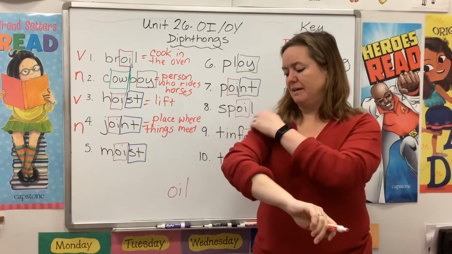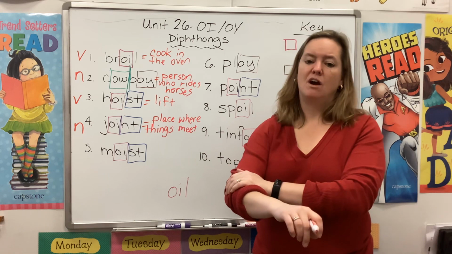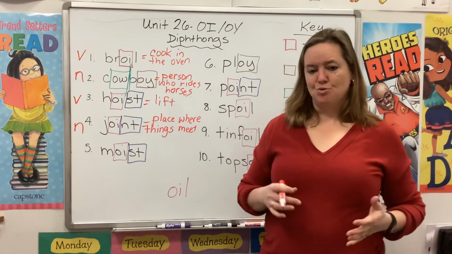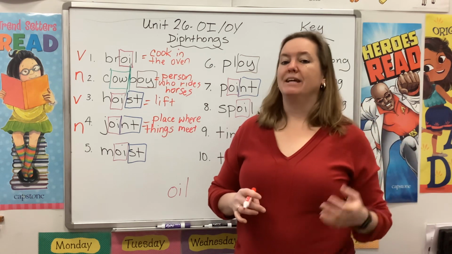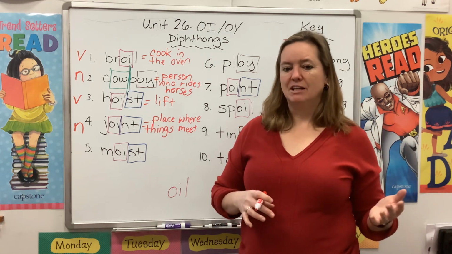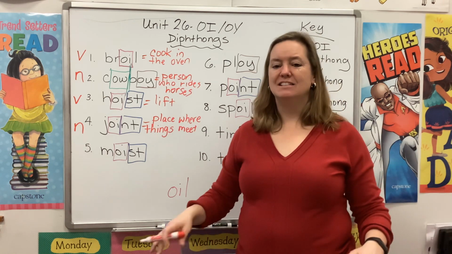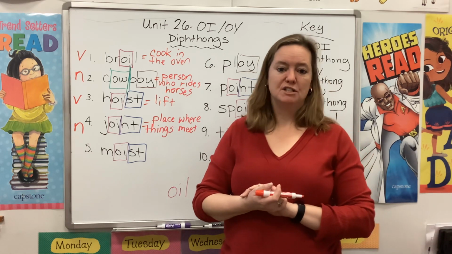Any place where, like if you think about this joint, the top of your arm and the bottom of your arm are coming together. Where they come together, that's a joint. Sometimes when people get older, they complain of joint pain. You might have heard your grandparents talk about this. They get aches and pains in their knees, their ankles, their elbows, any of those places where body parts meet.